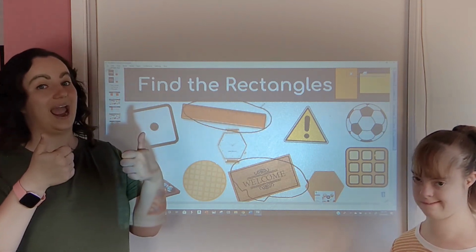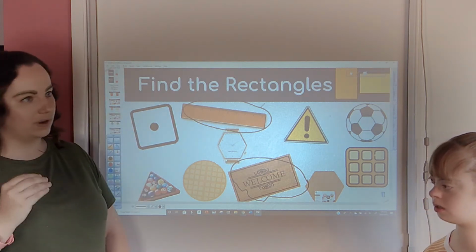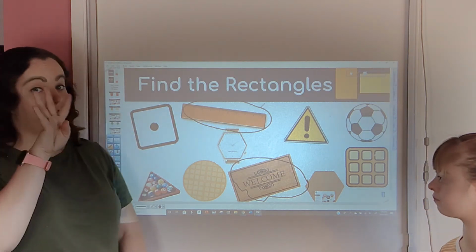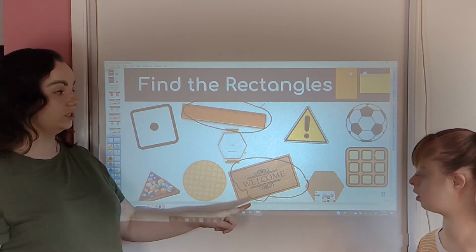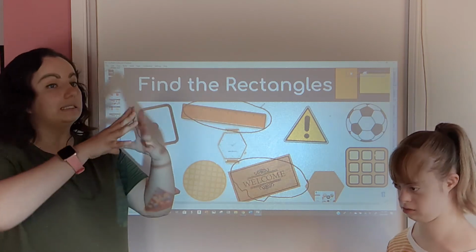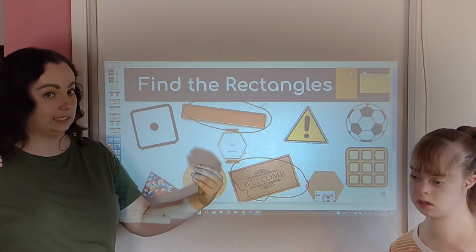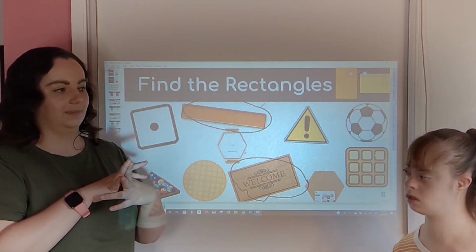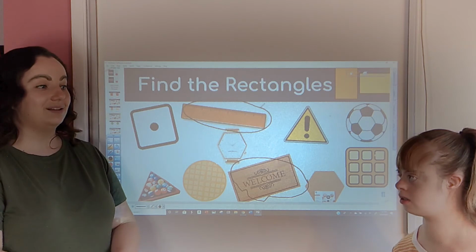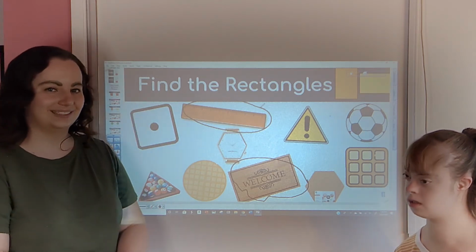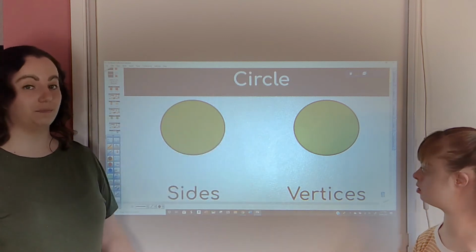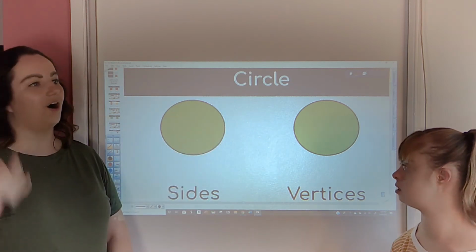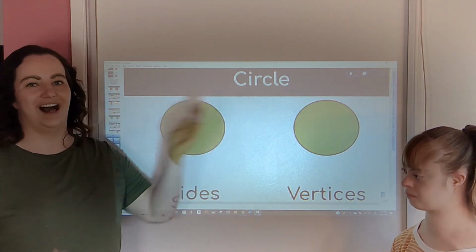Amazing job, okay? Remember, before we move on, square, four same size sides. Rectangles, four sides, but two of them are different sizes. Okay? Awesome job. We're going to learn three more shapes. Okay. Here's our next shape. We are now reviewing all about circle.